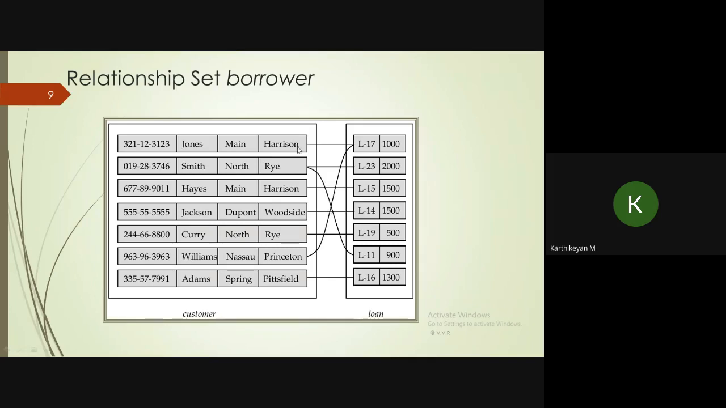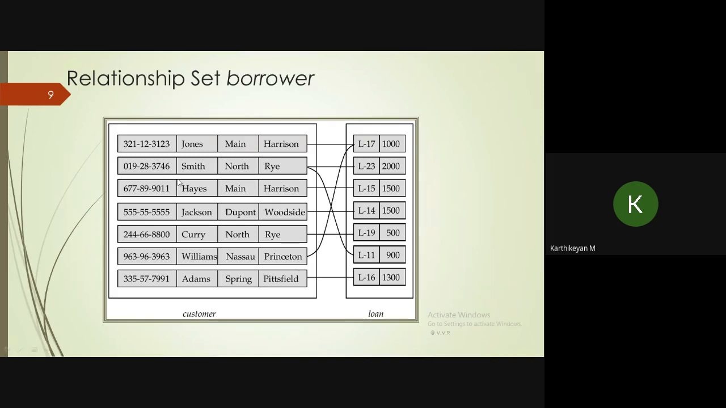What is this mapping? This is known as mapping cardinalities. We will discuss it in detail. There are four mapping cardinalities: one to one, one to many, many to one, and many to many. If I talk about this particular account holder having loan number L17, that loan belongs to this account holder Jones, who has a balance of 1000. So 1000 he has borrowed.